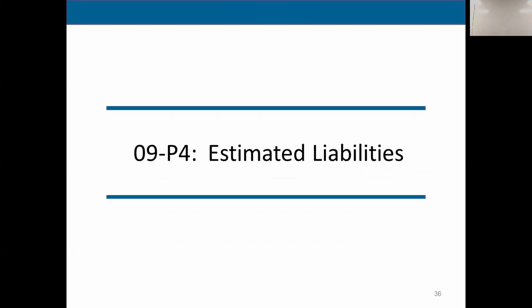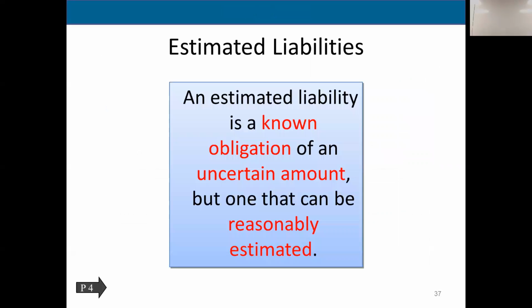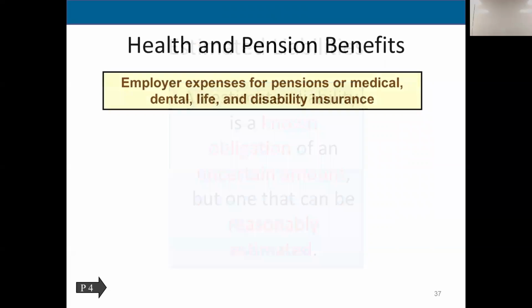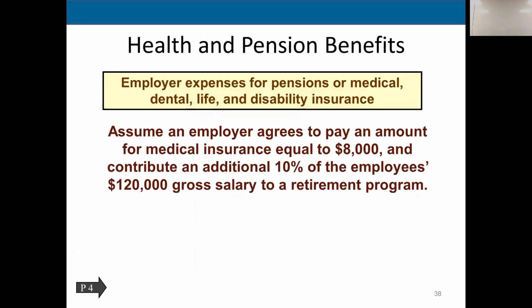Estimated liabilities. All right, what's an estimated liability? An obligation of an uncertain amount that can be reasonably estimated. Okay, key words here: known obligation. We know we owe. Uncertain exactly the amount we owe, but we can make a reasonable estimate. Let's give an example: health and pension benefits.